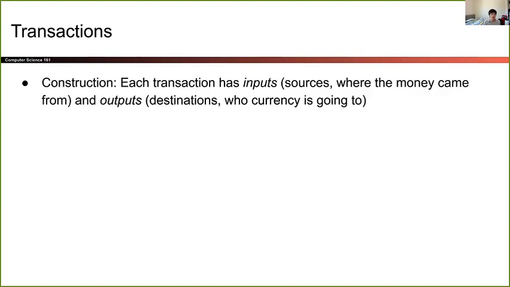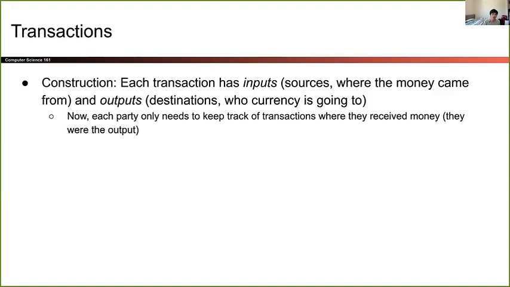So now we're going to say each transaction has inputs, so basically where the money came from or the source of the money, and it's going to have outputs, so who is the money going to? The idea behind this is now that each party only needs to keep track of transactions where they received money. So if there are 100,000 transactions, but I only received money in transaction 943, I don't need to worry about the rest of the transactions. I just need to know, okay, I received money in transaction 943, so I can use this transaction to pay someone else in the future.